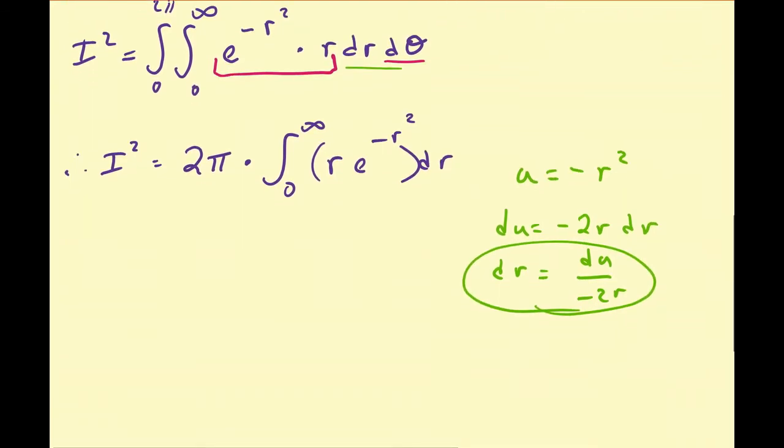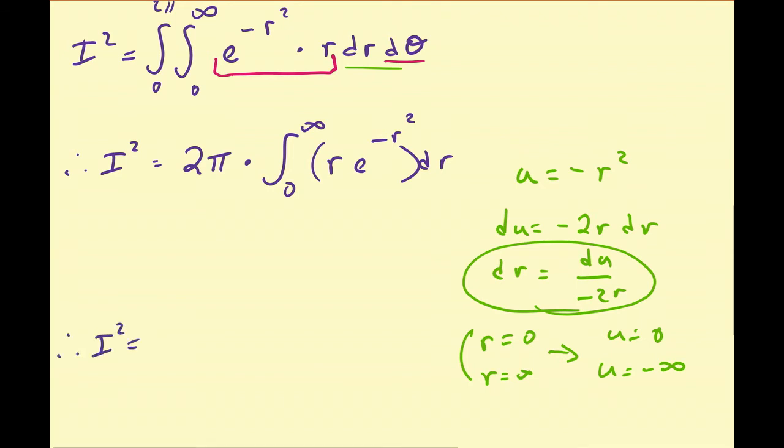Also, I'm going to change my limits around. So when r is equal to 0 and when r is equal to infinity, what will my u be equal to? When r is equal to 0, we get negative 0 squared, so that's going to be equal to 0. And when r is equal to infinity, infinity squared is super large, also infinity, with a minus sign in front of it. So we get our new integration bounds here.